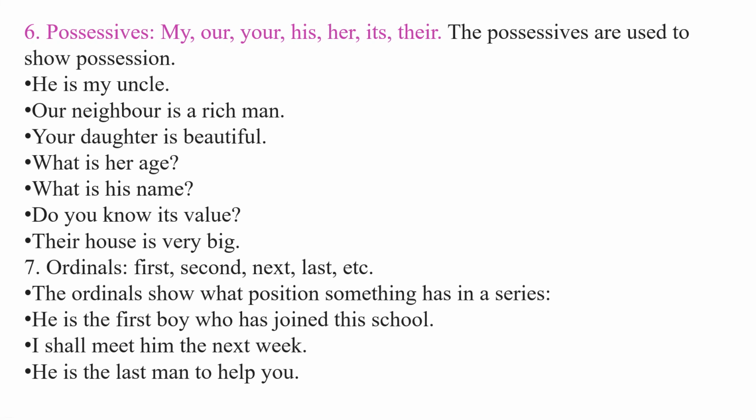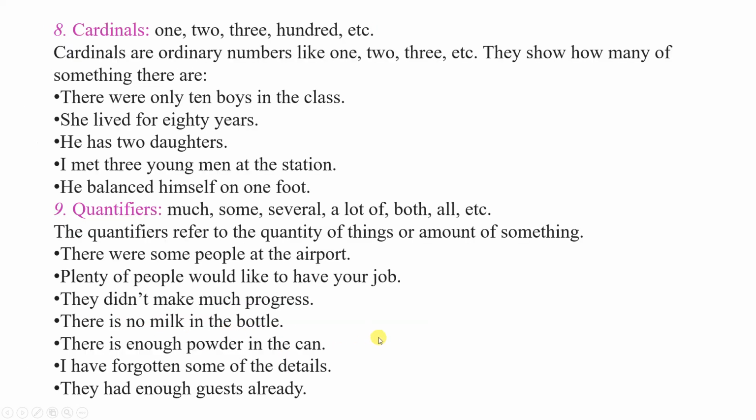Now possessive. That means you are showing your possession over it. Okay. So here are a few examples. He is my uncle. Our neighbor is rich. Then let us say an example of the ordinal: first, second, next, last. The ordinal shows what position something has in a series. For example, he is the first boy who has joined this school.